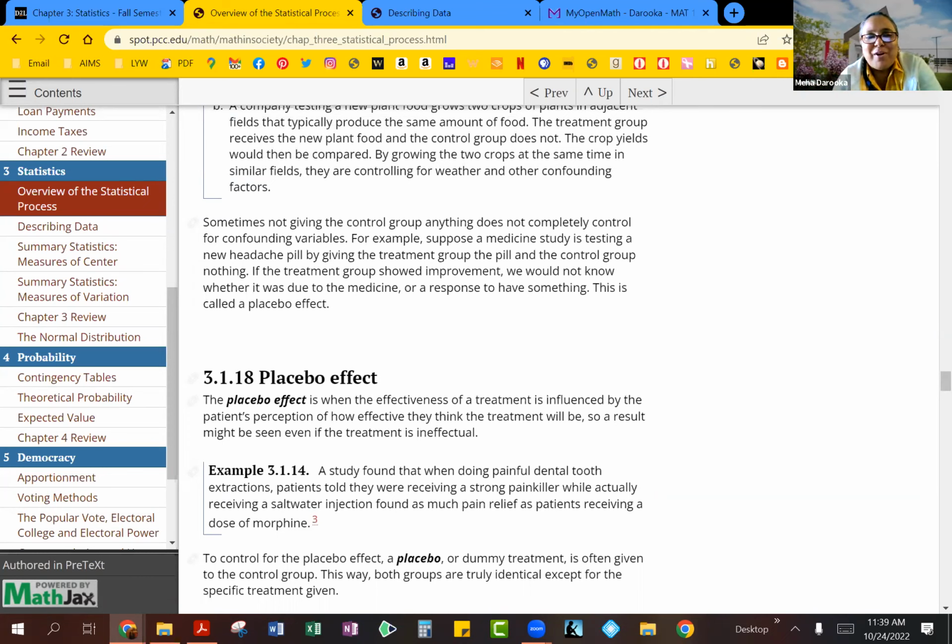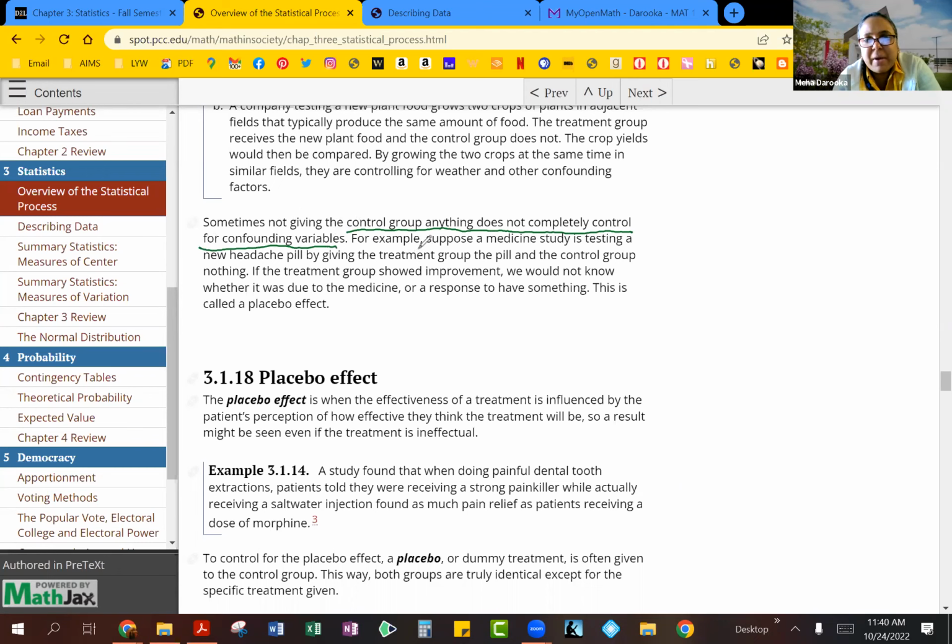Now here's another part of this, and that's the interesting thing about how, as a researcher, you can try to control as many factors as you want, but especially working with humans, there is always going to be something unexpected that can potentially show up. So if you just read this paragraph over here, they're talking about how sometimes not giving the control group anything does not completely control for confounding variables.